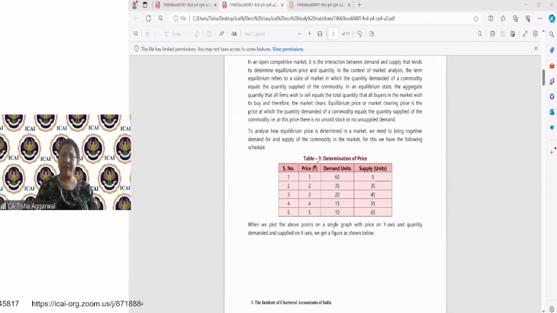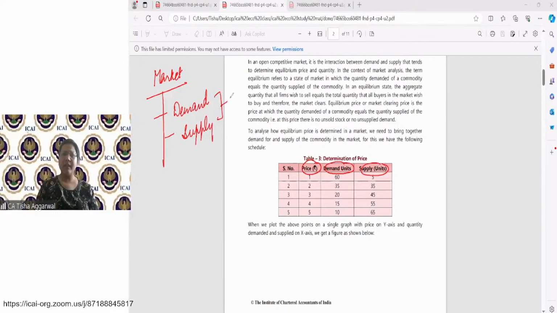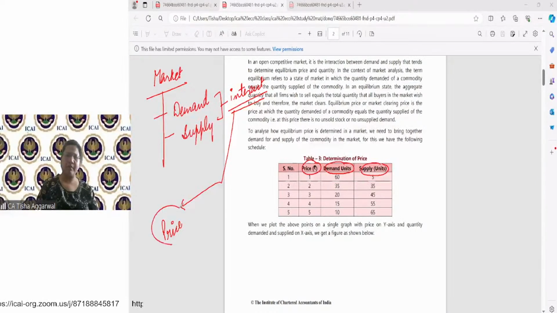There is a price. This is the demand and this is the supply. Market always has 2 kinds of component. One is demand, one is supply. They both interact with each other. And where they interact, we get the concept of price.